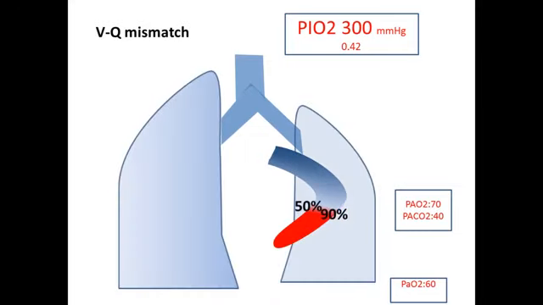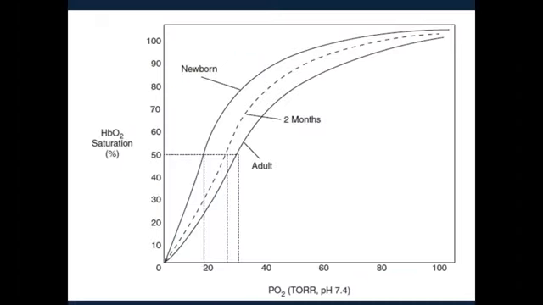To improve VQ mismatch and give oxygen, the response will be positive. So there's the oxygen distribution curve to understand it more. So we have 40 millimeter mercury partial pressure of oxygen, and the saturation was around 70% in our case.